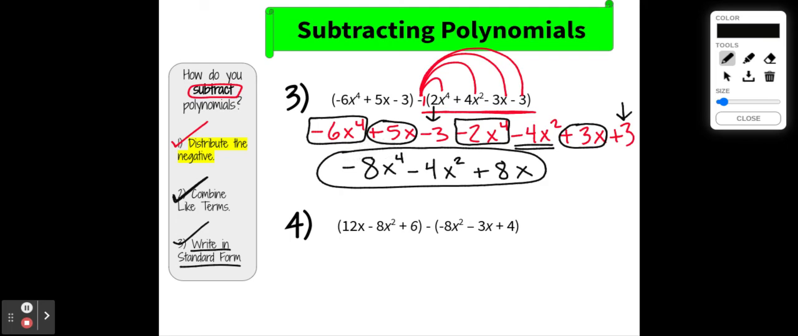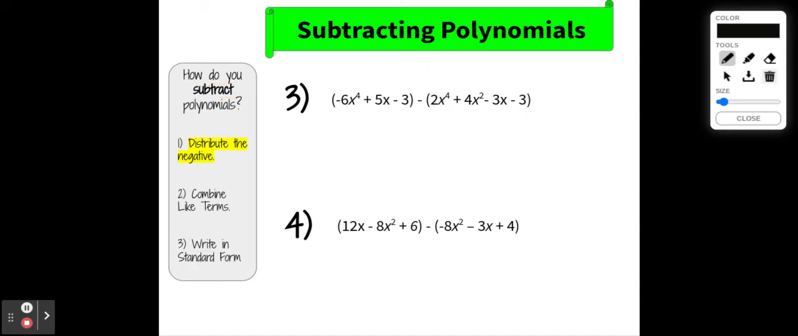And being that it's to the fourth degree, we would call it a quartic trinomial, being that it has 3 terms. Okay, let's take a look at number 4. We'll switch up colors to be fun here.